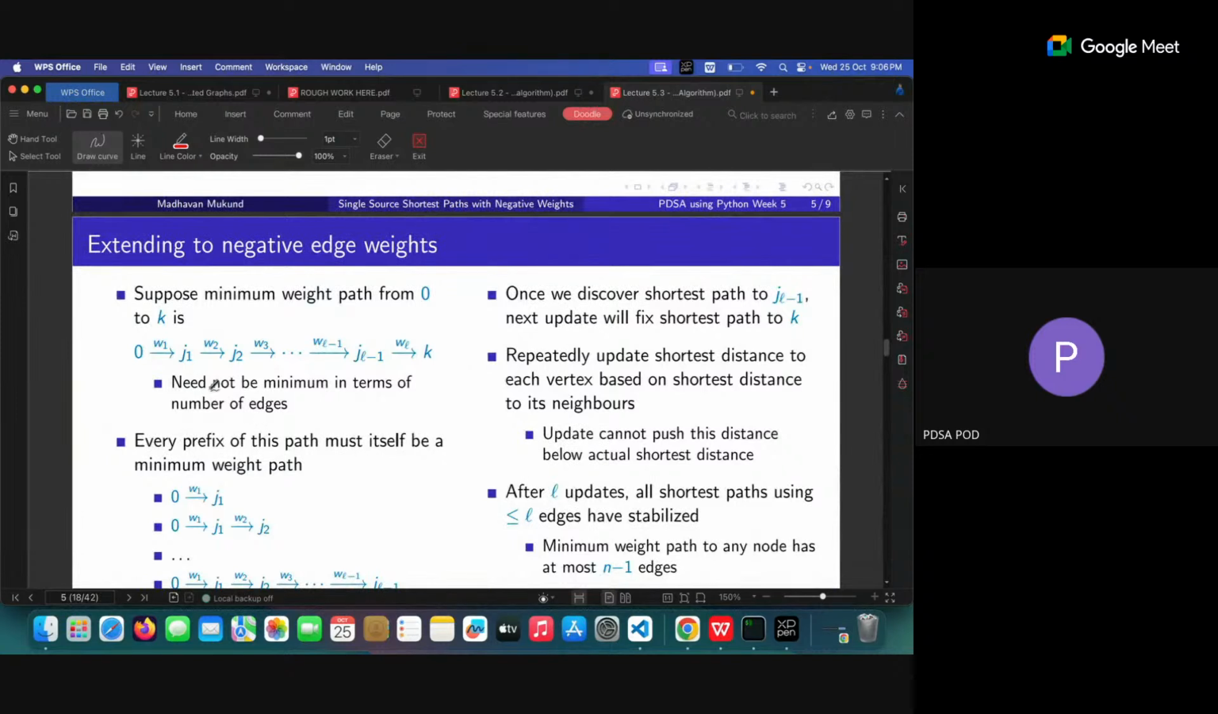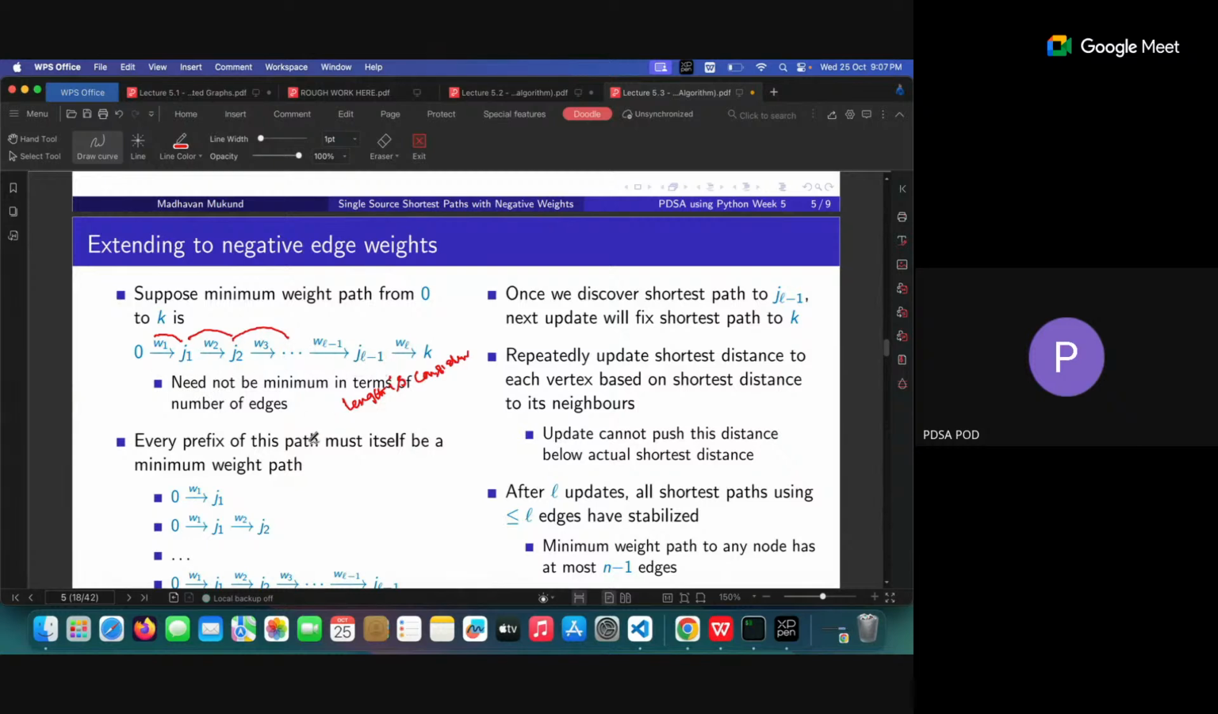Suppose we have a minimum weight from 0 to K. Whenever you are trying to move from 0 to K, there are different edges: edge 1, edge 2, edge 3, all these L-1 length you need to traverse. So it need not be the minimum number of edges. Here length is not considered. Remember, only the weight is considered. The W1 plus W2 plus W3 is considered, but it doesn't consider that L-1.